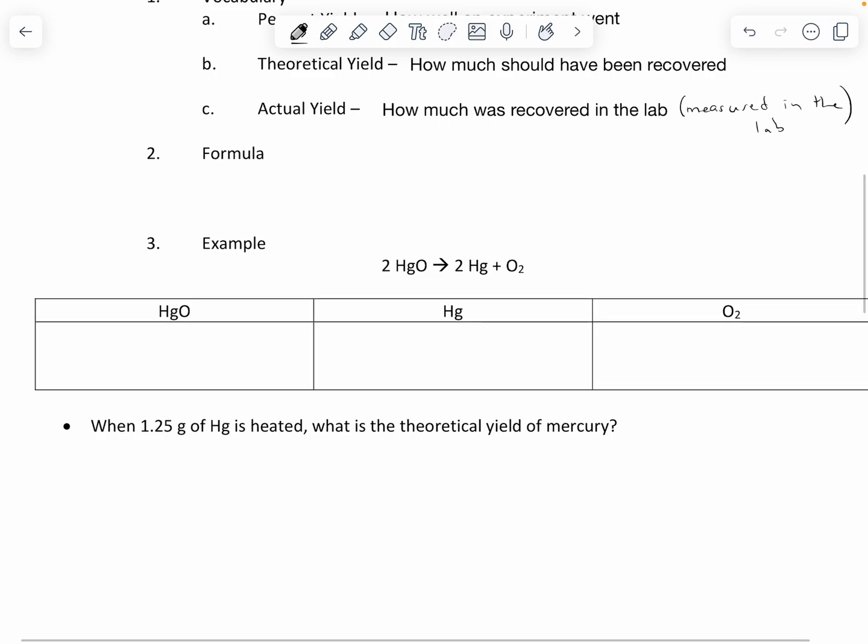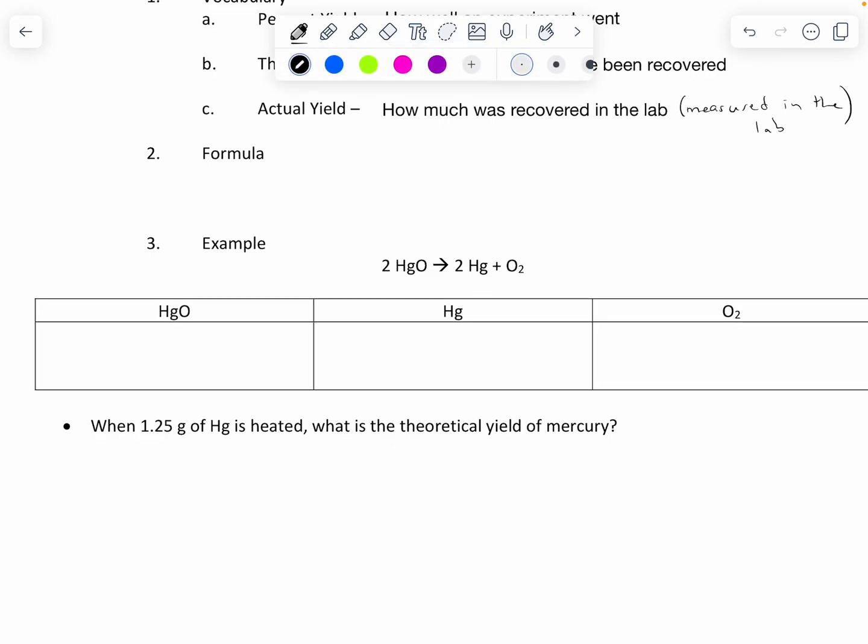So let's jump to our formula. Keep it real simple. Percent yield is equal to the actual yield, what you got, over the theoretical yield, and then we multiply that by 100 because it is a percent. This is exactly how you would calculate your grade on a test: you take how many you got right over the total number possible. So you should already know how to do this. This should be a fairly simple thing, so let's keep working.